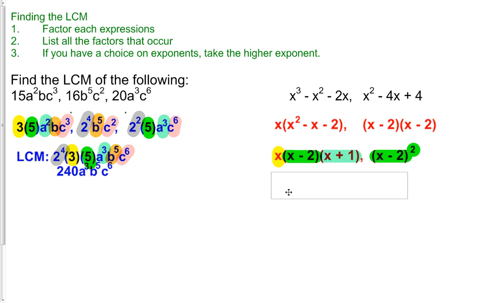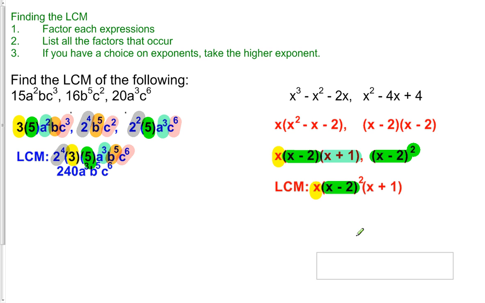So our final answer is going to be, for our least common multiple, we have that x that we originally started with. Mark that off here. We have the x minus 2 term, and we said the highest power was to the second power, so we're going to make sure that that's in our answer. And finally, our x plus 1 term, and that's just going to be the first power. And that is how to find the least common multiple.